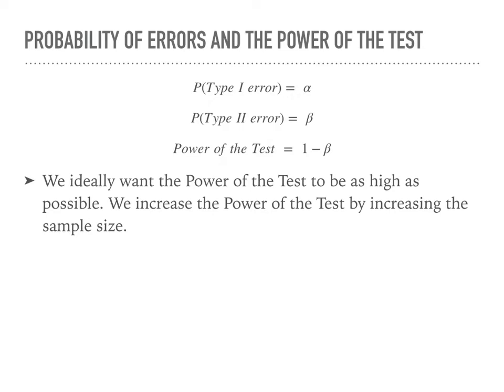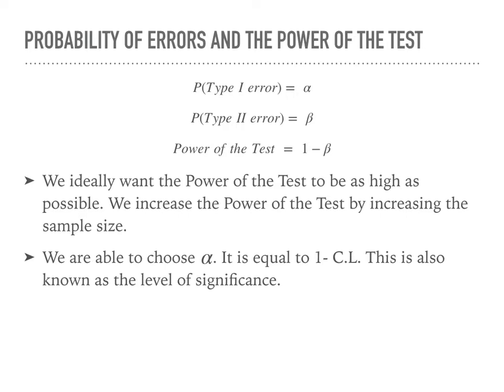To increase the power of the test, we will want to increase the sample size. Now, if we were to increase the power of the test, that means the probability of a type 2 error goes down. So a larger sample size, the more powerful the test is, and the smaller probability of having a type 2 error.